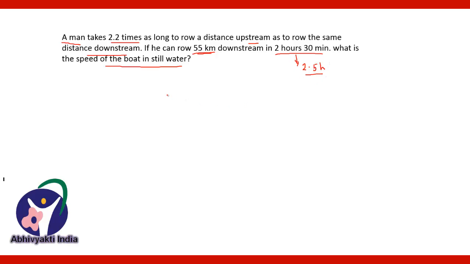So here the speed of the boat downstream will be equal to 55 upon 2.5, and that will be equal to 22 km per hour. And the time taken for the upstream is 2.2 times, so 2.5 hours for downstream multiplied by 2.2, that is equal to 5.5.